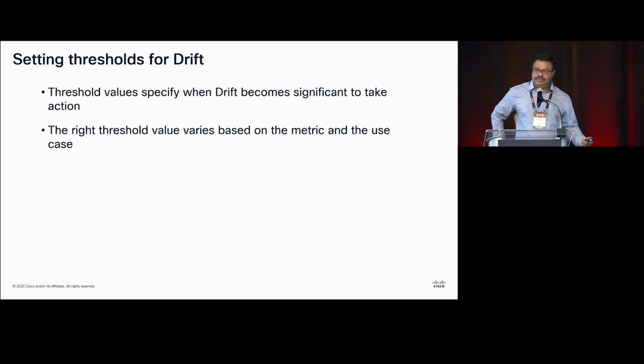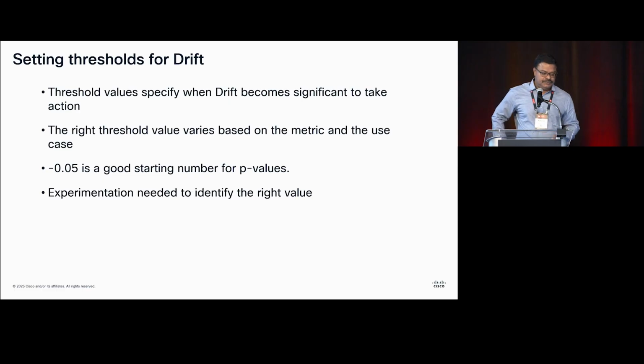It is based on, number one, the metric you used, and second, it is also based on the use case. This is pretty tedious. We're trying to see if we can arrive at some kind of a common recommendation. It has so far been pretty hard. For example, minus 0.05 is a good starting point for p-values. We kind of know that. But for slope, we still don't have a good number. And again, we have to do a lot more experimentation for your use case to keep finding the right value. Because if we set the threshold too high, we won't catch a real drift. If we set it too low, then we would be having a lot of false alarms.